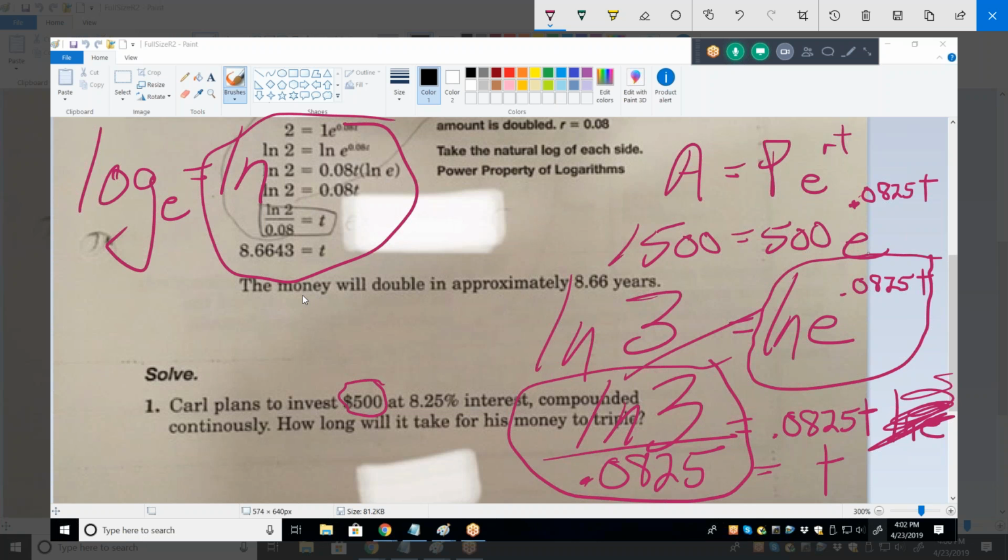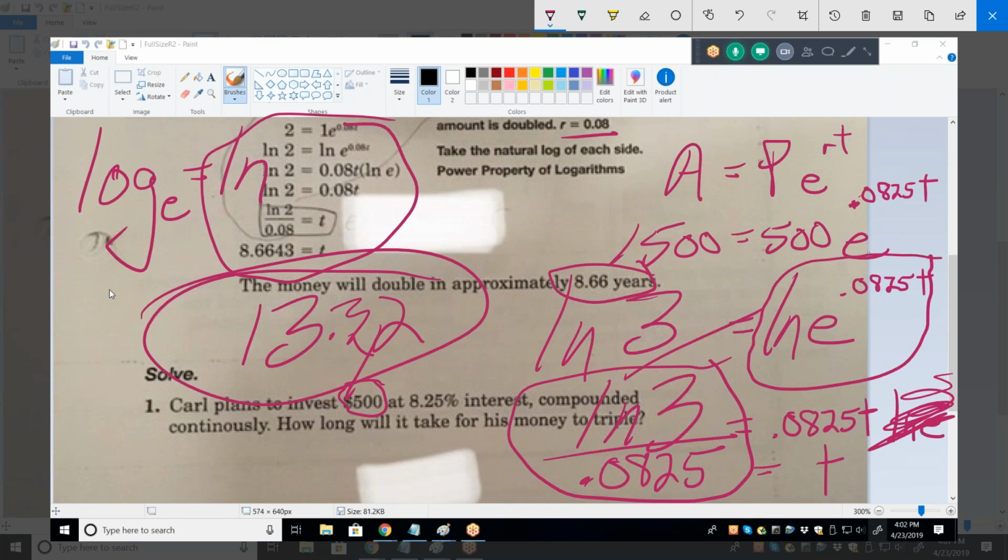The answer is positive. I think it is 13.32 years approximately, also a ballpark. Notice that the example was how long does it take to double, and the answer was 8.66 years. So for it to triple, it's got to be bigger than that, and the rate was pretty much the same, 0.08. Ours was 0.0825, so 13.32 sounds correct, makes sense.